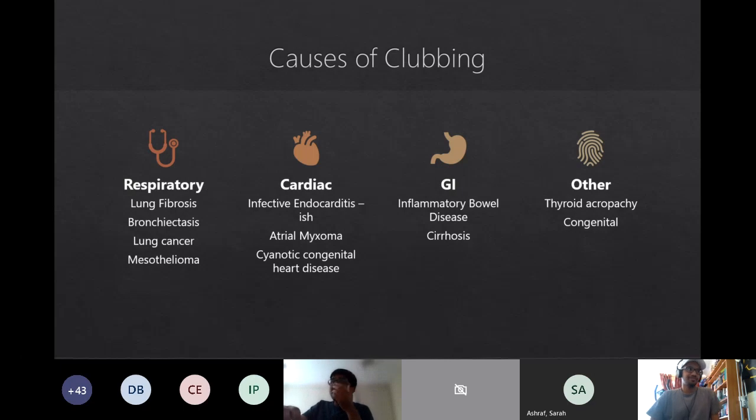Bronchiectasis is the other major cause. What else? Lung abscesses can cause it as well. Pulmonary fibrosis can cause it. I think those are the big ones. Cystic fibrosis, yes, and very importantly, not COPD. Cystic fibrosis causes bronchiectasis in the lung, therefore it causes clubbing.